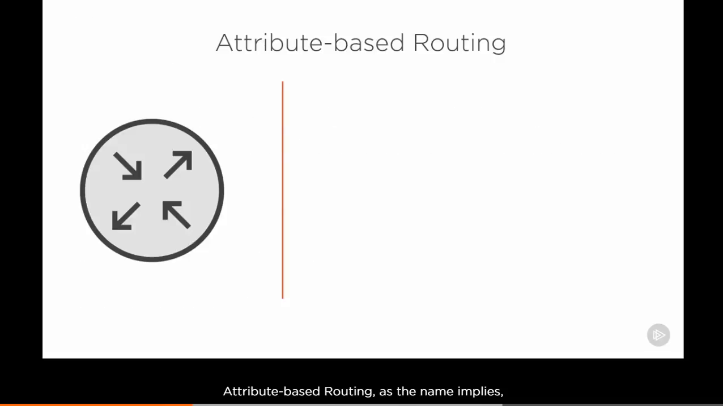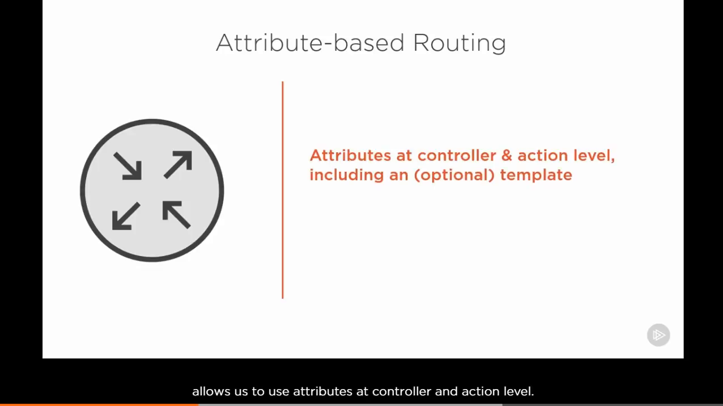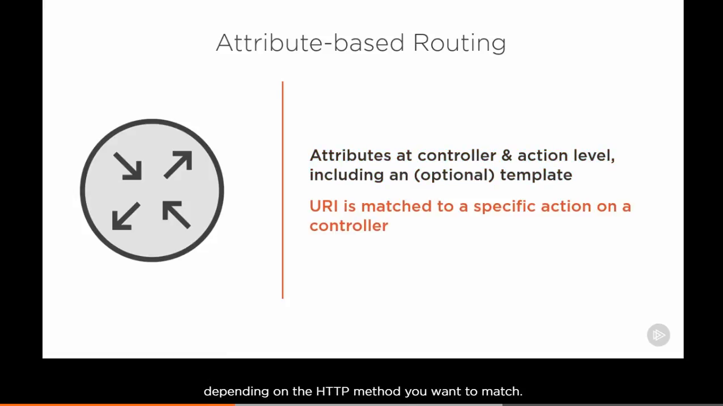Attribute-based routing, as the name implies, allows us to use attributes at controller and action level. We provide these with an optional template, and through that template, a URI is matched to a specific action on a controller. For this, we use a variety of attributes, depending on the HTTP method you want to match. Let's have a look at the most common ones for the functionality a typical API would want to expose: reading, creating, updating, and deleting resources.